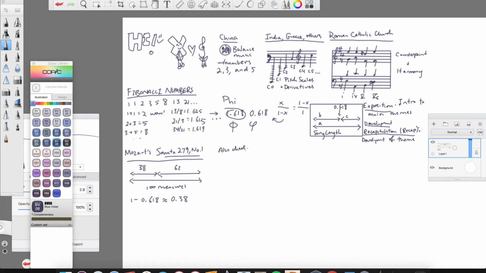Mozart is just one of the many well-known musicians who use the golden number. Other examples include Beethoven and Debussy. Throughout history, the golden number remains a common point in the piece where the change is made.